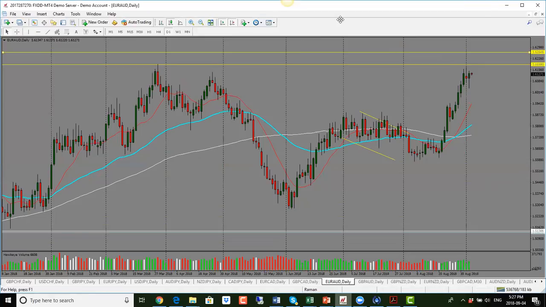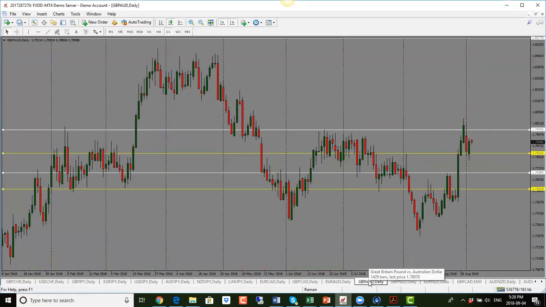So the bias is still bullish, and the only way I would want to take a trade above that would be if it breaks, pulls back, and then holds above. So first target 1.6180, second target 1.6250 level to the upside. So bias is bullish for now, but be mindful of the important support resistance level there.